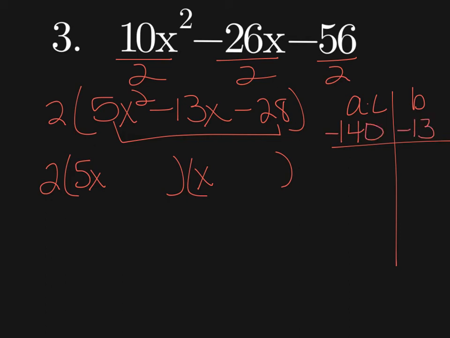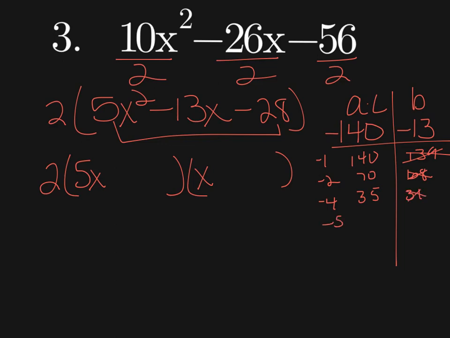So negative 140 is going to have a lot of factors. First of all, we need to multiply to get a negative, so I know I have a positive and a negative. So negative 1 and 140 gives me 139. Don't want that. Negative 2 and 70 gives me 68. I don't want that. See if 3 will go into it. No, 4 will. So negative 4 and 35 gives me 31. I don't want that. 5 will.